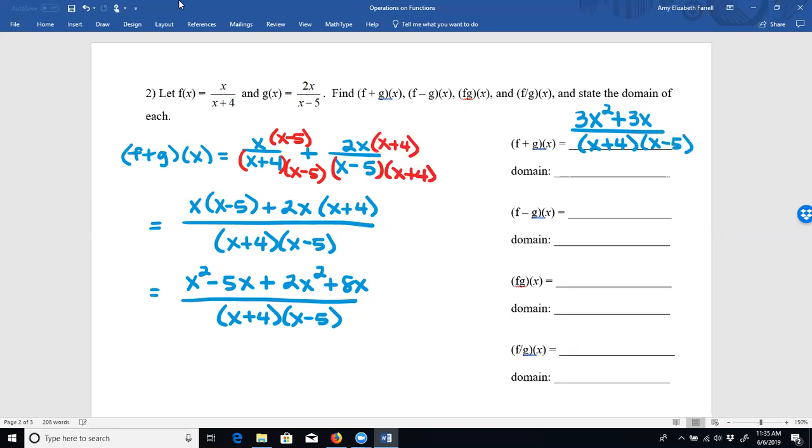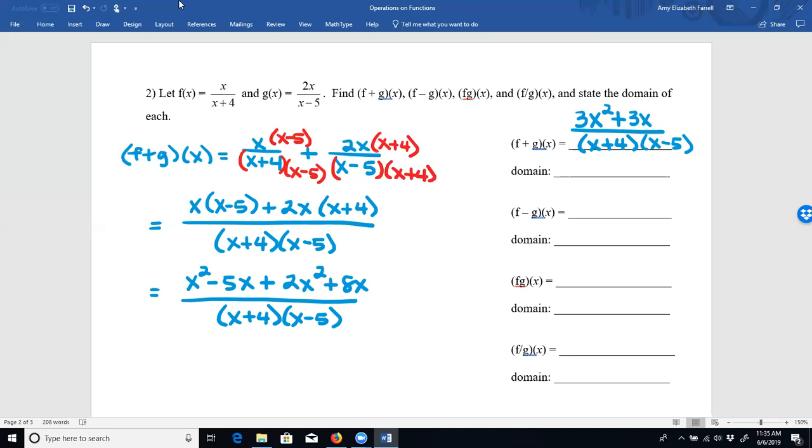Now, once again, you could factor the numerator if you want. There's a GCF of 3x. But if you factor out a 3x, you'll be left with x plus 1, which will not reduce. There's no factor of x plus 1 in the denominator. So I'm going to leave it like that, but feel free to factor if you'd like.